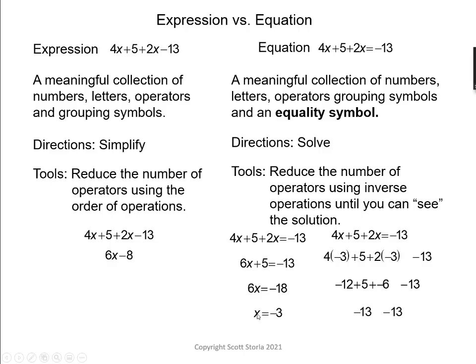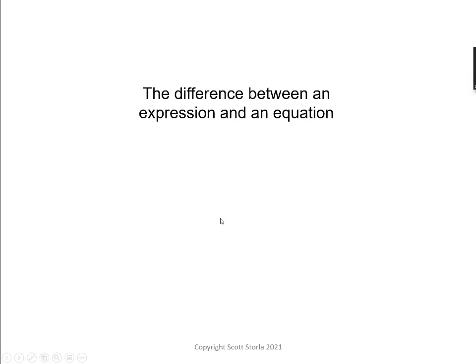Usually, we'll just stop right here, expecting everyone can see that negative 3 is the solution. If you want to be technically correct, though, we always create a solution set. That is a set of numbers, which are the solutions to the original equation. In this case, there's only one number in the set. So that's the difference between an expression and an equation.